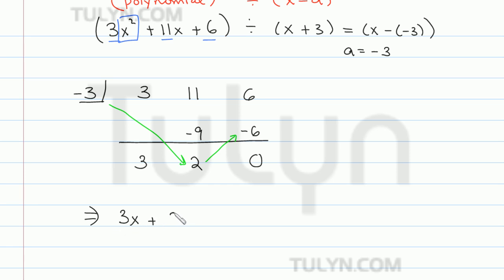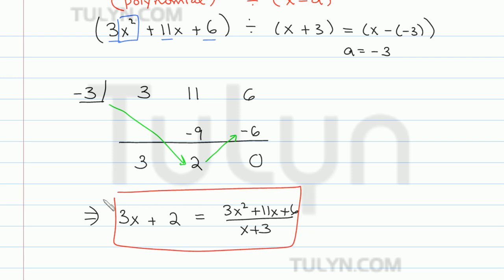So we're going to start with x to the first power, right, degree 1. And then our constant term is going to be 2. And then 0 is going to be our remainder term. But since the remainder is 0, then there's no point in writing it down. So the final result is that 3x squared plus 11x plus 6 divided by x plus 3 is equal to 3x plus 2.